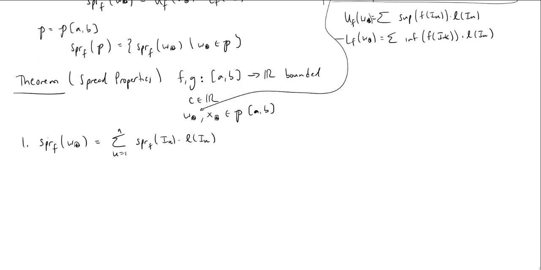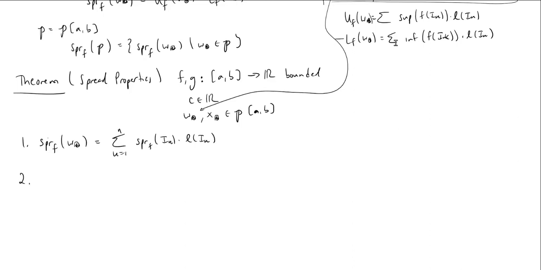It really just comes right from these definitions. When I do the upper sum minus the lower sum, I end up with the supremum minus the infimum. That's precisely the F spread on I_k. So nothing terribly deep here. This is just the definition.